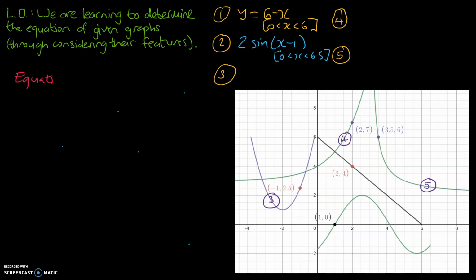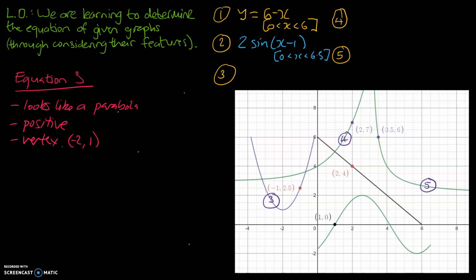We're now going to have a look at equation 3, and we're quickly going to run through its features and then come up with the equation. So the first thing is, I think it's pretty obvious, it looks like a parabola. So that's the first really obvious one from there. The next one is, well, it's a positive parabola because it's U-shaped as opposed to N-shaped. The big one, it has a vertex at -2, 1.